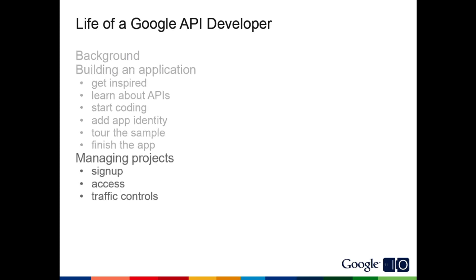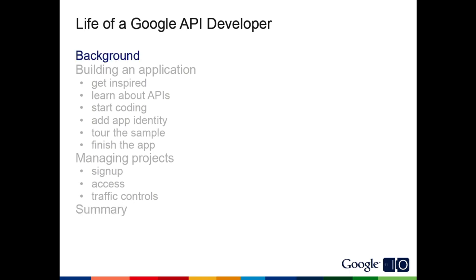Finally, we're going to take a little deep dive into one of the newer pieces called the APIs Console, and we're going to talk about how you're going to manage your projects. So we've introduced the concept of a project at Google, and this is how you establish a relationship, and you get a little bit of feedback on your traffic. And then we'll just do a little wrap up and Q&A.